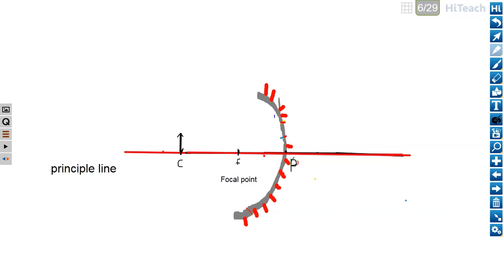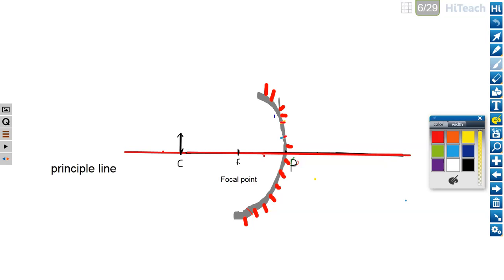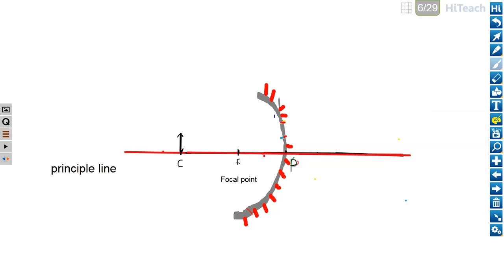The first one, I'll use the yellow line to show you the incident ray, the ray that will hit the mirror. I'll use it from the top of the arrow. This ray is parallel to the principal axis. How will it be reflected? Think about the rules that we studied before. It will be reflected passing through the focal point.